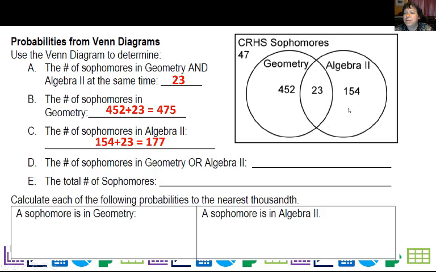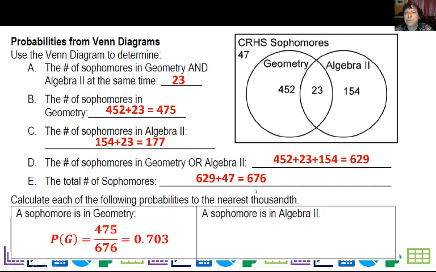Now, if I say how many sophomores are in geometry or algebra 2, any of these count, if you're standing in this circle or both at the same time. So we have 629 students. My total number of sophomores includes that 629 plus that 47. So I get 676. So if I want to know the probability of sophomores in geometry, there are 475 geometry students out of 676 students, so about 70%.